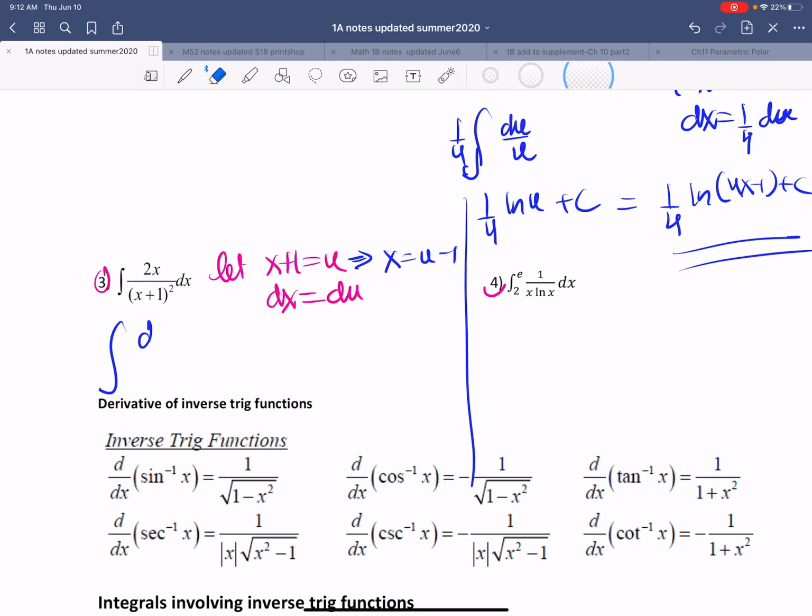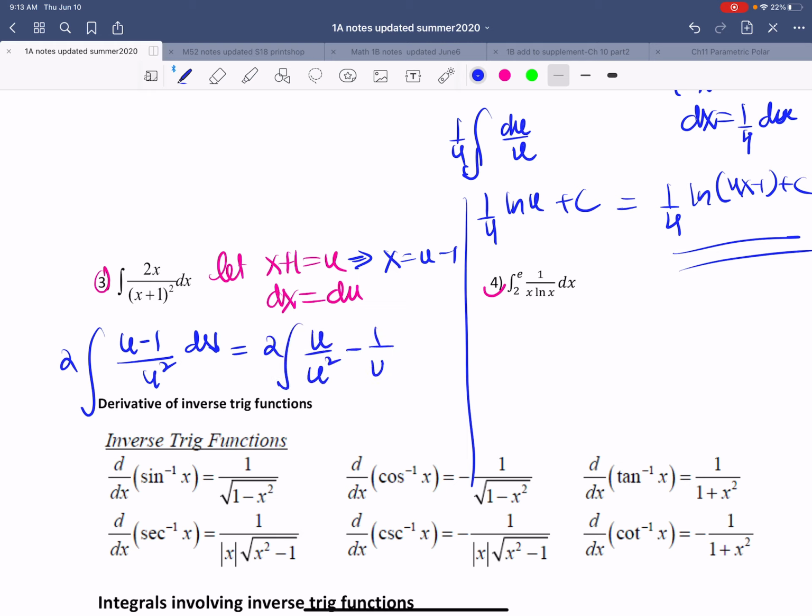This would be u minus 1 in the numerator. I can pull the 2 out. 2 is a constant factor, so we can pull it out. 2 is out, and x can be replaced by u minus 1, and then we have u squared du. And that leaves me with, we can separate into two integrals and then go from there.